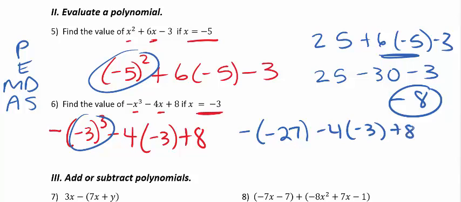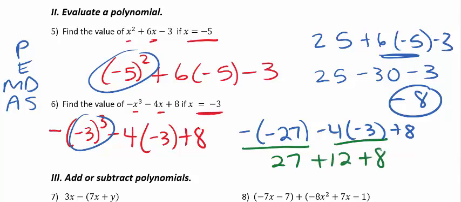I'm going to rewrite the rest. Now I'm going to go back and do any multiplication or division in order from left to right. I can take care of this. A negative times negative 27 is a positive 27. And then I'll come and take care of this one. A negative 4 times negative 3 is a positive 12. And then we'll add in order from left to right. 27 plus 12 will give us 39, plus 8 gives us 47.